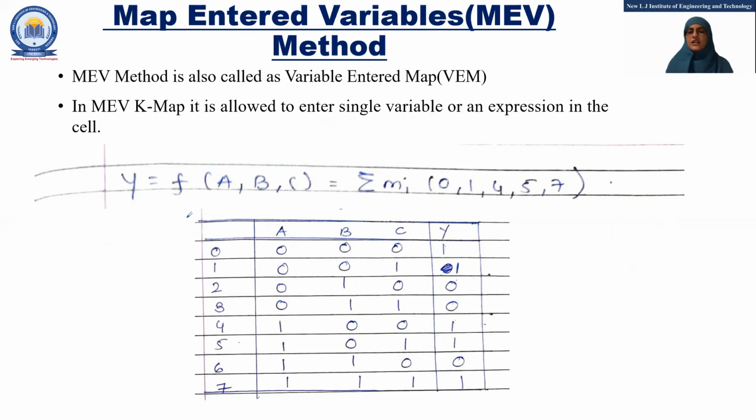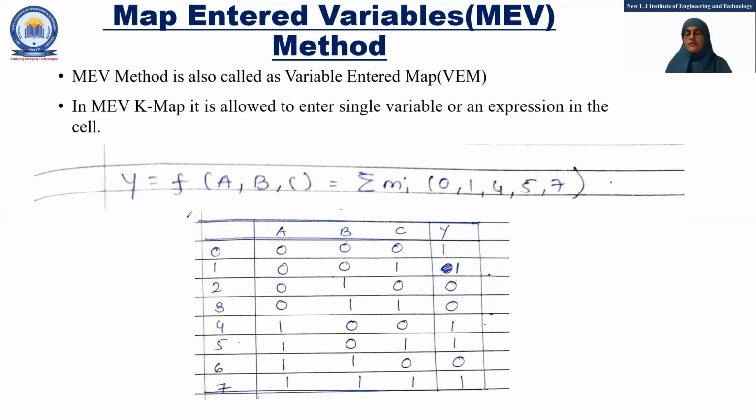Next is the map entered variable method, which is MEV or VEM method. In MEV K-map, it is allowed to enter a single variable or an expression in the cell. So, for example, we are given three variables A, B, and C, which include min terms 0, 1, 4, 5, and 7. So we will write down the truth table for it. We will mark 1 as the output for the given terms: the 0th, 1st, 4th, 5th and 7th outputs will be 1.